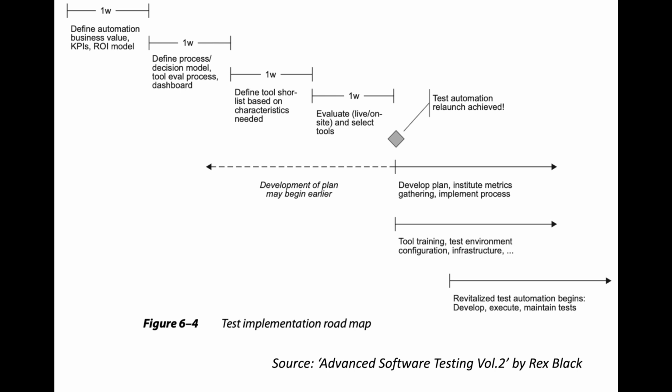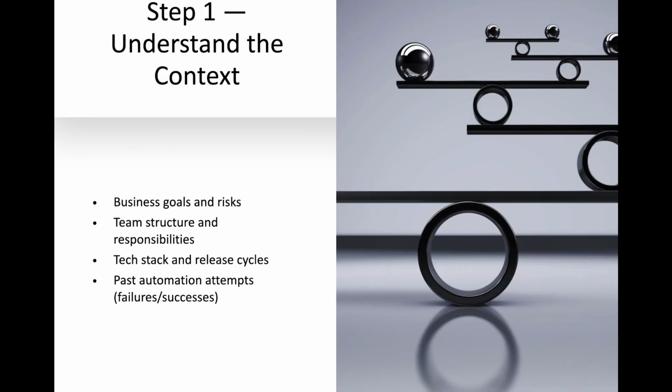At first, we need to understand the context. Before writing a single line of code, we've got to zoom out and ask ourselves: what are the business goals and risks? What's the team structure? Who will be using our auto tests? How often do we release? Did someone already try automation and why did it fail? These steps help you avoid blind spots and set you up for smart decisions later.